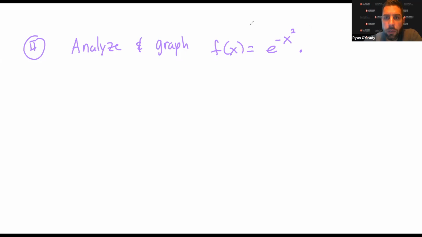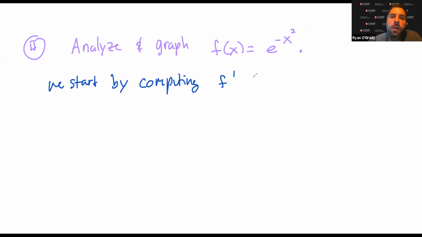So here's what we'll do. What we'll do to analyze is we'll start by computing f prime and f double prime, just like we did in the previous problem. So f prime of x by the chain rule is negative 2x e to the negative x squared.